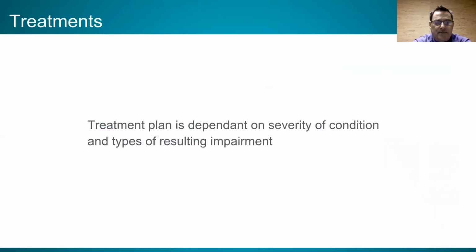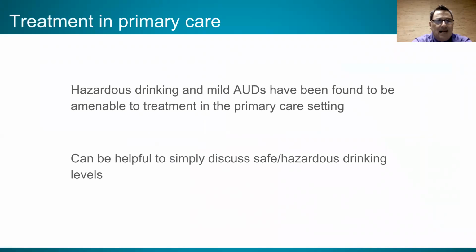So treatment is usually dependent on the severity of the condition, and some of the sequelae. Hazardous drinking and mild alcohol use disorders have been found to be very amenable to treatment in the primary care setting. A lot of times it's just talking with folks frankly about drinking, not in a nagging, scolding way, but in a matter of fact, hey, I'm concerned about your health way. One way you can do that is discuss what are safe drinking levels, and by inference, what is hazardous.